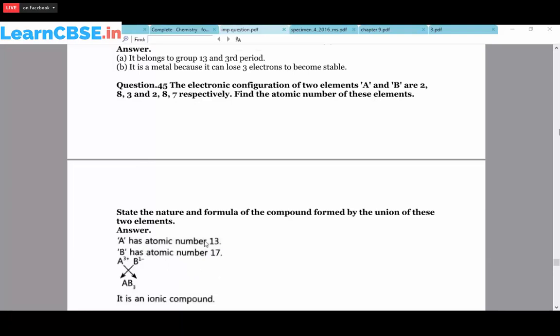As A has three electrons in the outermost shell, it forms a plus 3 charge. A can form plus 3. B has 7 electrons in the outermost shell, so it needs one electron. It can gain one electron and become stable, so B has minus 1. So the compound is AB3. It is an ionic compound. What is meant by an ionic compound? When a metal and a non-metal combine together, we call it an ionic compound.